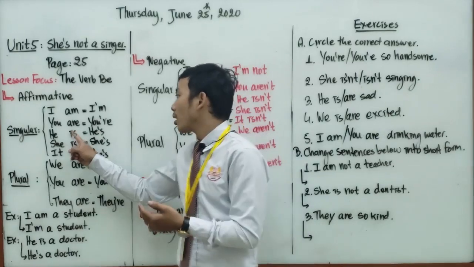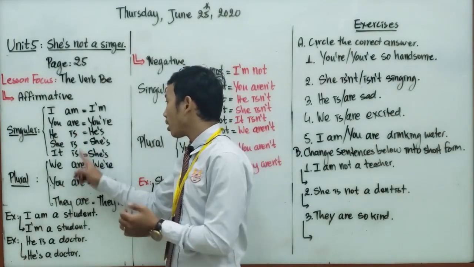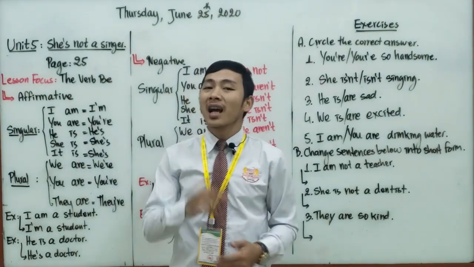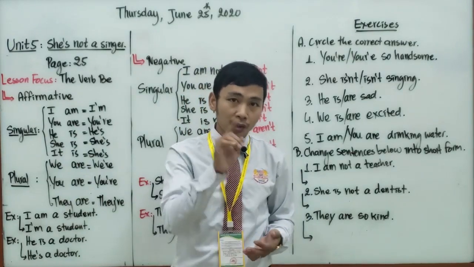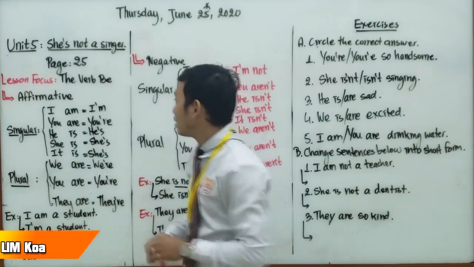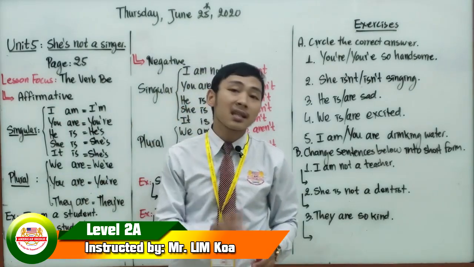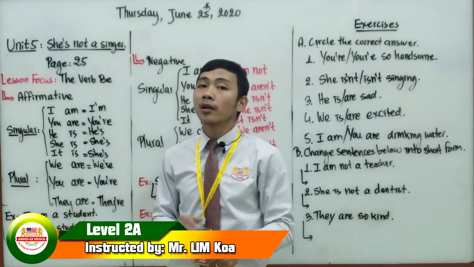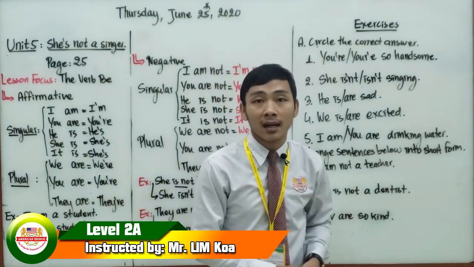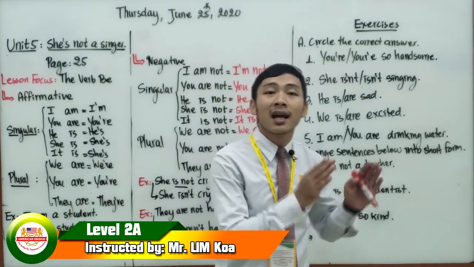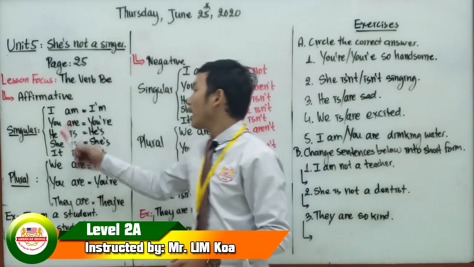Do I use with is or not? No. Do I use with are or not? No. So that's why I use with am. You need to remember. You can say I am, but you cannot say she am. You cannot say he am, or I are, she are, or I is. You can say I am. Got it?